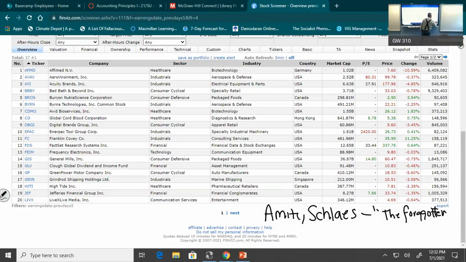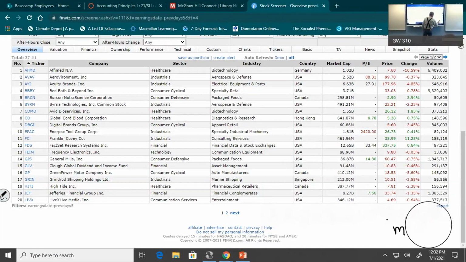I think I need 2 T's there. Forgotten Man, and it's a nonfiction account of the Great Depression, the first Great Depression, you might call it. So if you're interested in that subject, Amity is the way to go. She has also written several books, one on Calvin Coolidge, and she's the president of the Coolidge Library, as a matter of fact. So anyway, back to our screener.